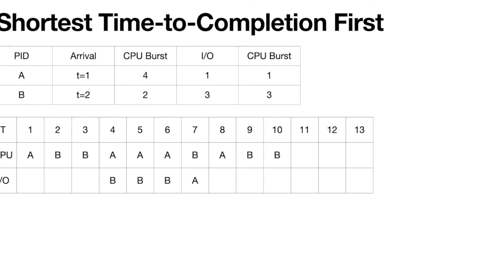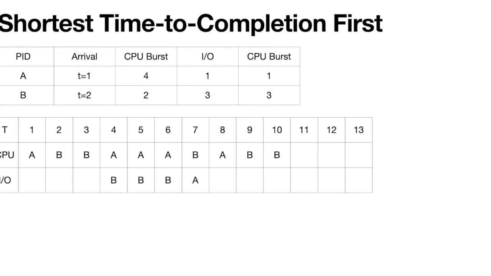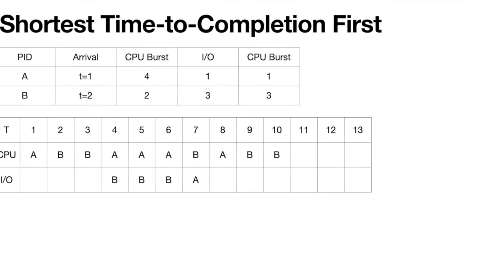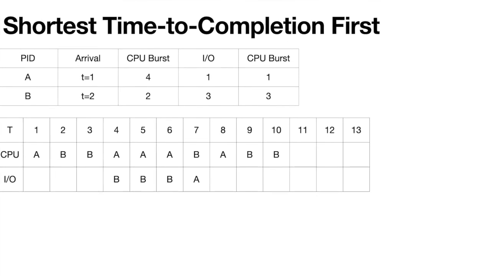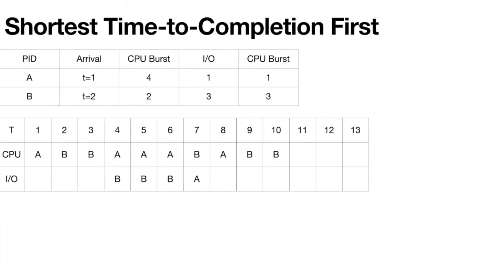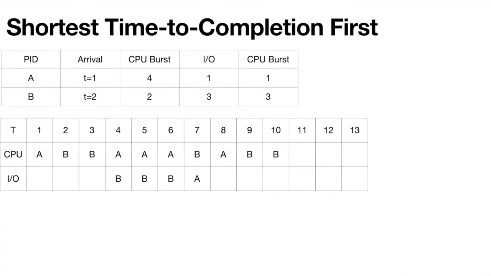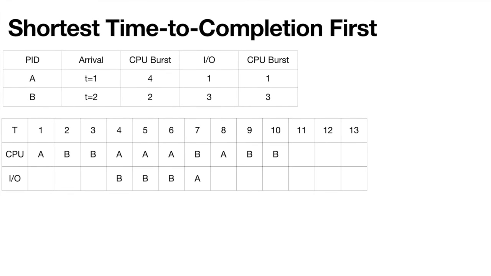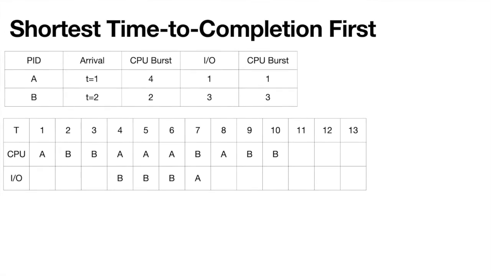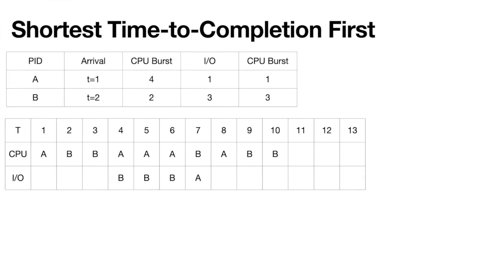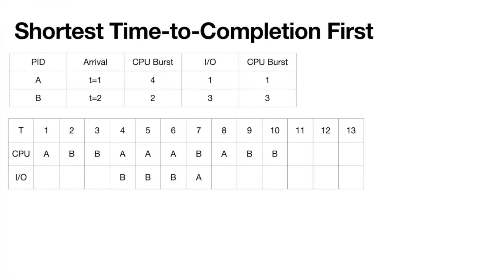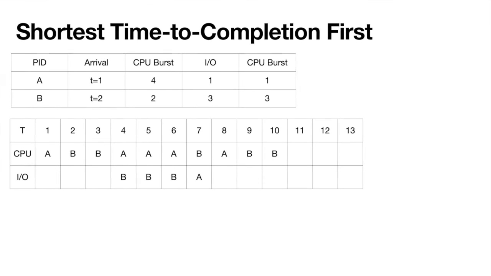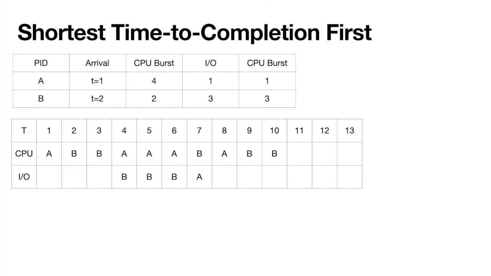A has 3 seconds till it finishes and B has 2 seconds till it finishes. So B will be scheduled now. At t equals 4, B will finish its first CPU burst and goes into I/O. A will be scheduled again. At t equals 7, B will finish its I/O, and at the same time A will finish its first CPU burst, so A will go into I/O and B will be scheduled again.